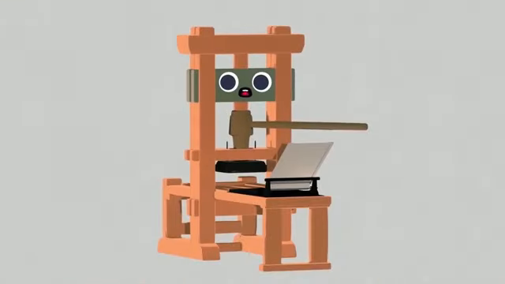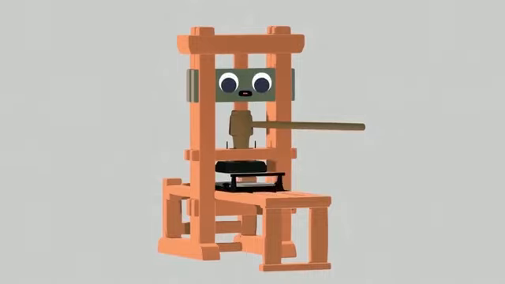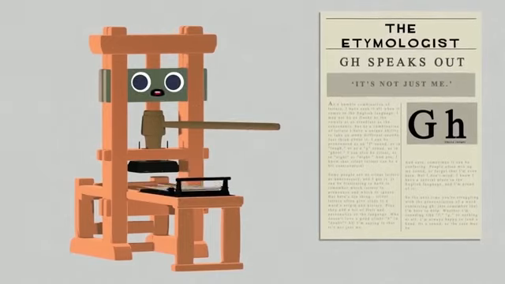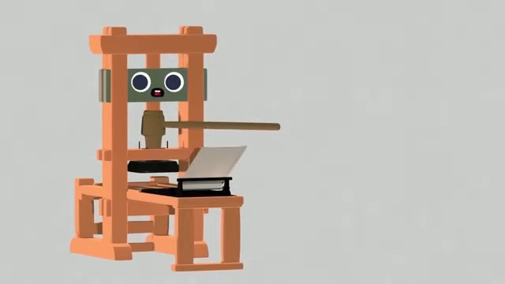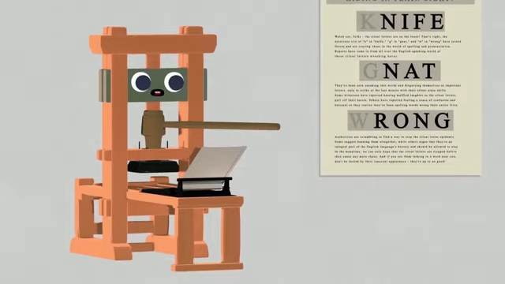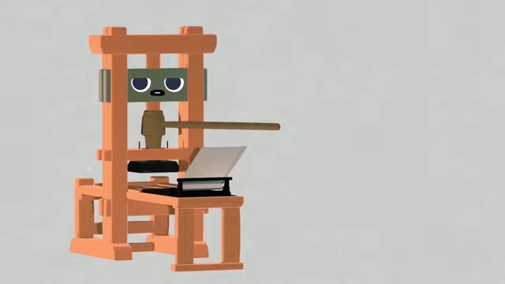Printing presses memorialized the spelling even though the pronunciation eventually changed, and this wasn't just the case with GH. Some letters in other words also fell silent. Words like knife, gnat, and wrong all contain the vestiges of past pronunciations.